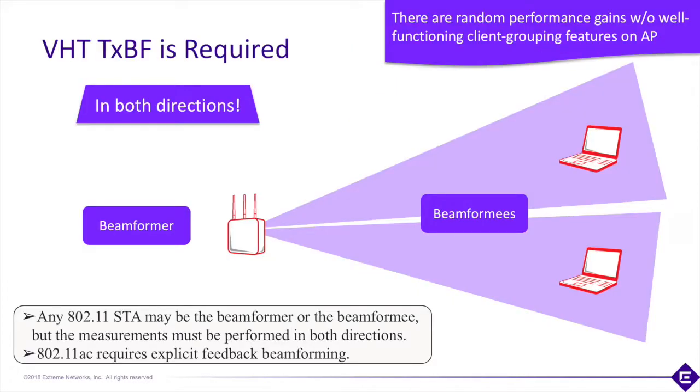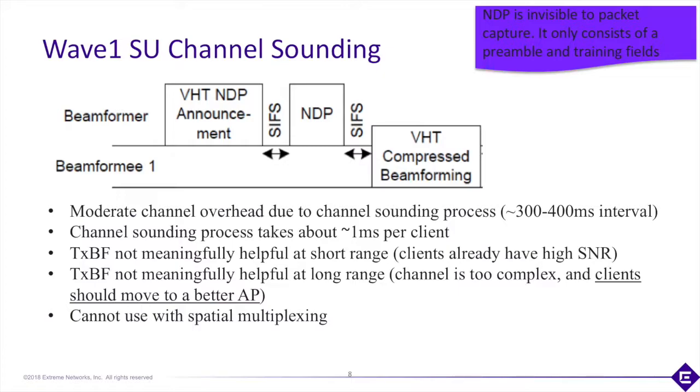So in order for multi-user MIMO to work, transmit beamforming is required. And this is what really causes a lot of the overhead in multi-user MIMO. The beamformer, in this case the AP, sends out a packet asking what the beamformees hear. And the beamformees have to respond back with explicit feedback. So this slide will break down what is actually going on.